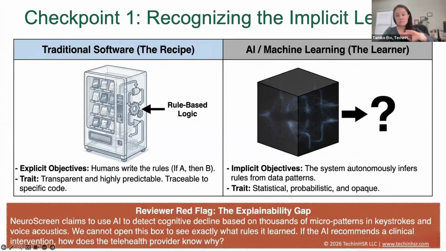So in general protocol review, if they use any of the following language like AI-driven, machine learning, predictive model, or neural network, or trained on data, then you're probably looking at this type of AI on the right, which is the learner. And the review has to reflect that, because it introduces unique risks.